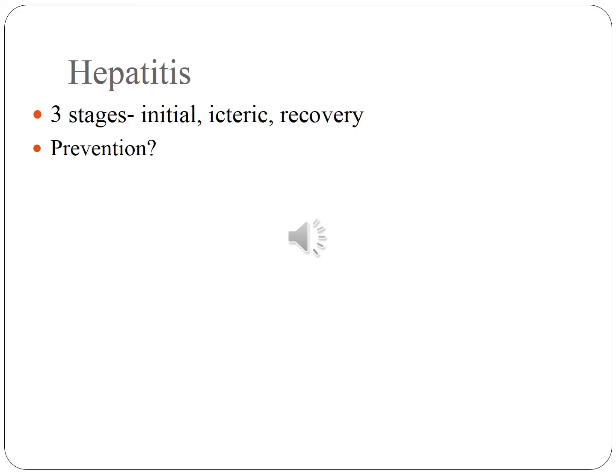So with hepatitis, you typically have 3 stages. You have an initial stage, an icteric stage, and a recovery stage. So in the initial stage, the individual may not have symptoms right away. However, they are contagious. So if they are infected, they can still pass the infection on to others, based upon the route of transmission that the type of hepatitis would be passed.